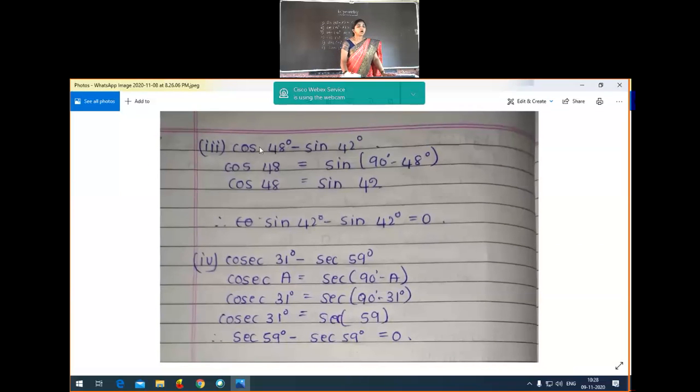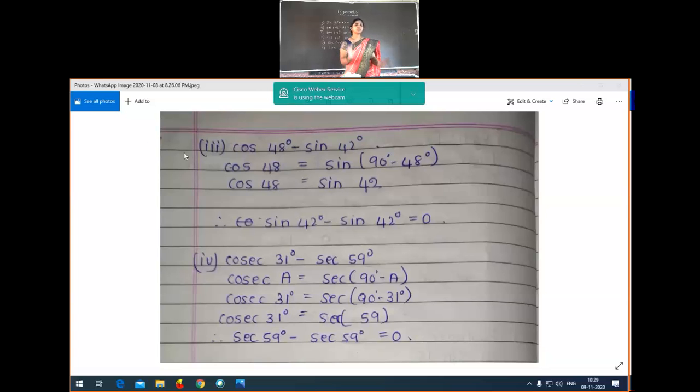The heading is evaluate only. So the third question is cos 48 degree minus sine 42 degree. So how can we solve this problem actually? Cos 48 minus sine 42.